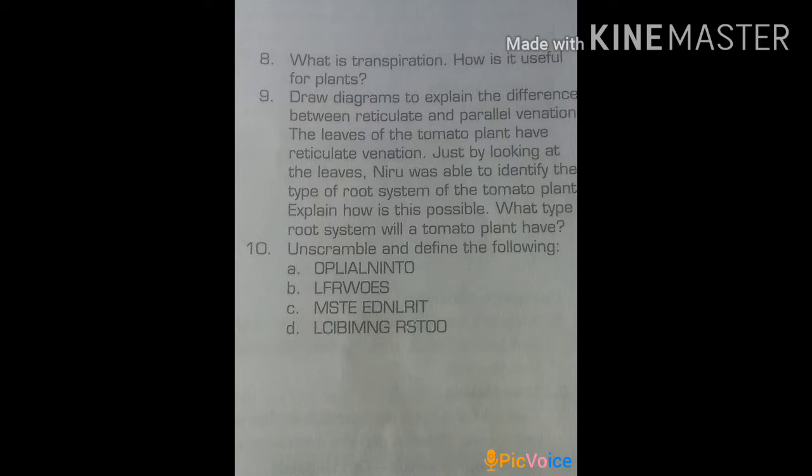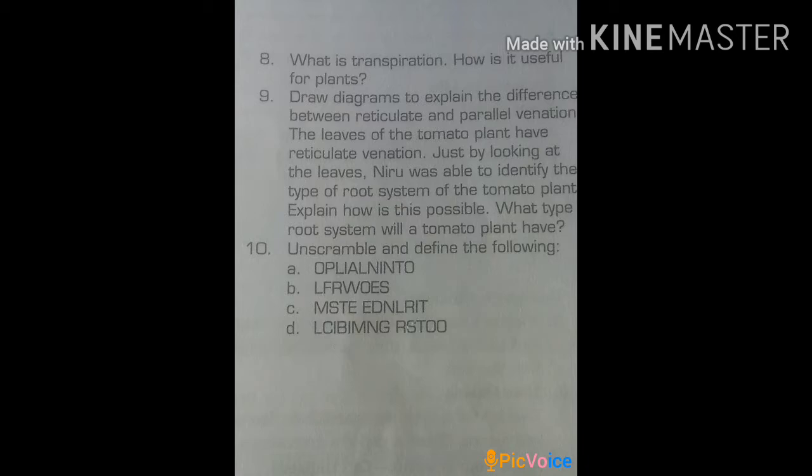The leaves of the tomato plant have reticulate venation. Just by looking at the leaves, Neeru was able to identify the type of root system of the tomato plant. Explain how this is possible. What type of root system will a tomato plant have?